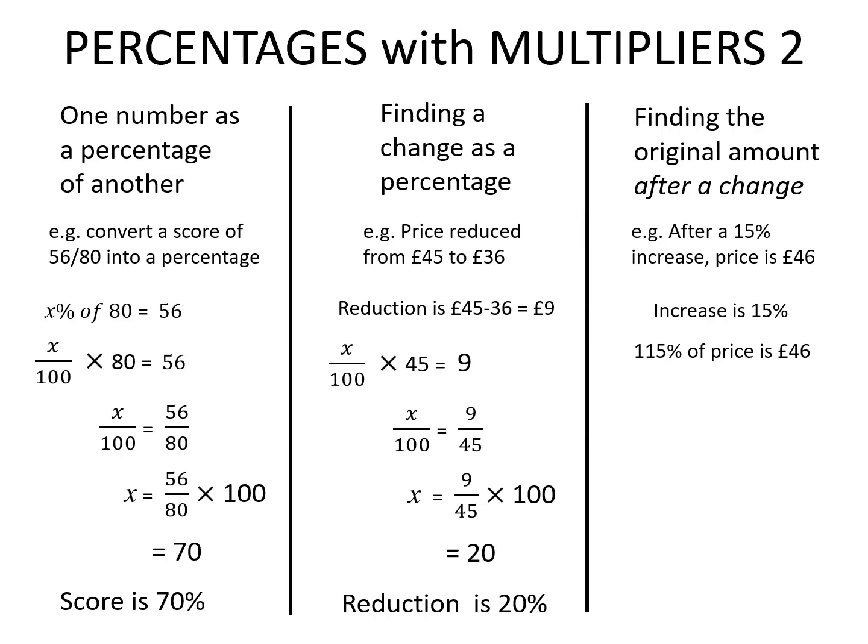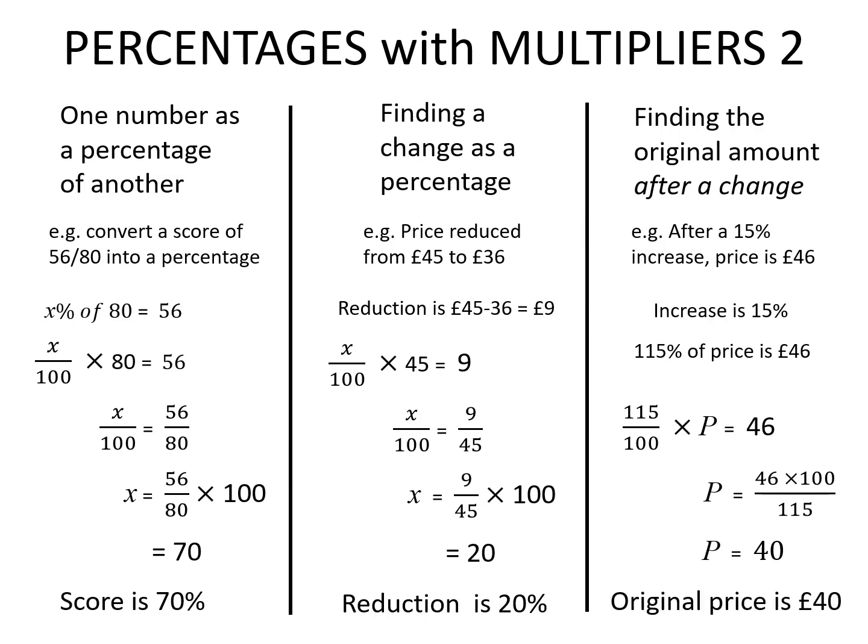What I have to do is notice that 115 hundredths times my original price is 46. I then just do a little bit of rearranging using algebra and come to the conclusion that P equals 40 in this case, so the original price of my item is £40. That was a very quick recap of all the percentages we covered earlier in this course. If you have any difficulty with any of them, look back at those earlier videos.